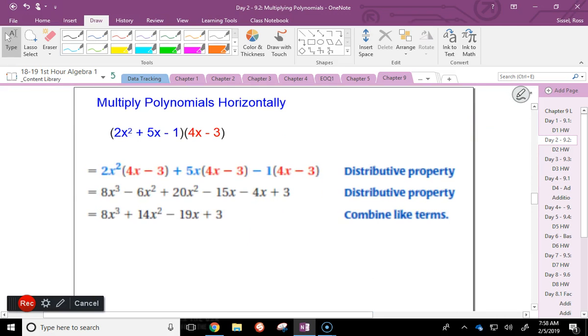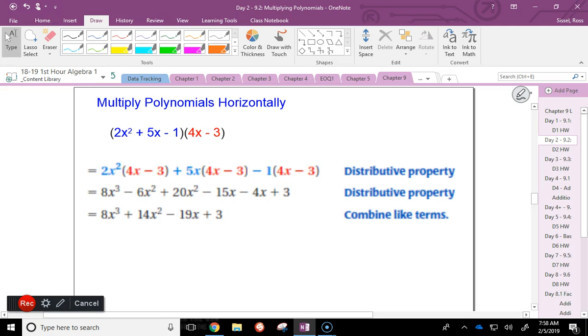Multiplying polynomials horizontally. Now, to be honest, this is kind of confusing how they did this. They're trying to show you work, and I'll kind of point out the best. This is actually what I do. It might not be the most clear, but to me it always makes the most sense. To multiply horizontally, really what you're doing is pretty much like the FOIL method. So I have 2x squared plus 5x minus 1 times 4x minus 3.